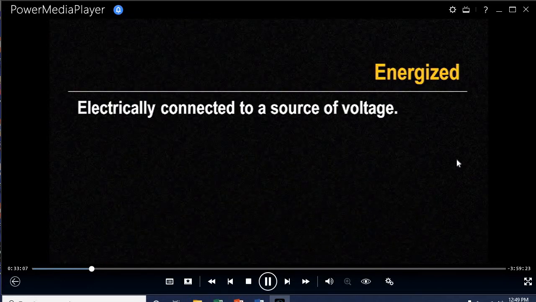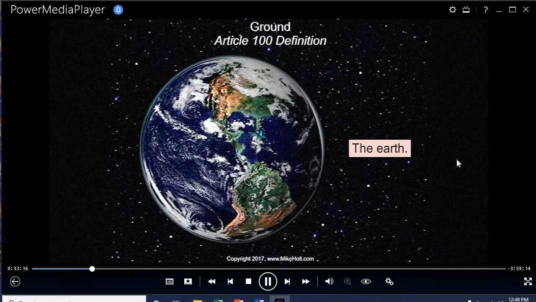Okay, energized, definition: electrically connected to a source of voltage. I don't have a graphic. If anybody has a graphic. Energized, connected to a source of voltage. Ground. I love this picture. The only thing I think would improve it is to have a constellation in here. Mike, you could put in the outline of a constellation. I like Leo, by the way, just saying. Or Orion's belt. Those are my favorite constellations.